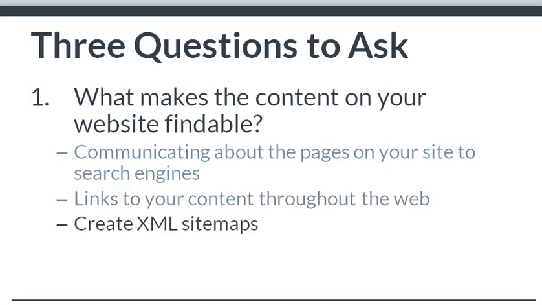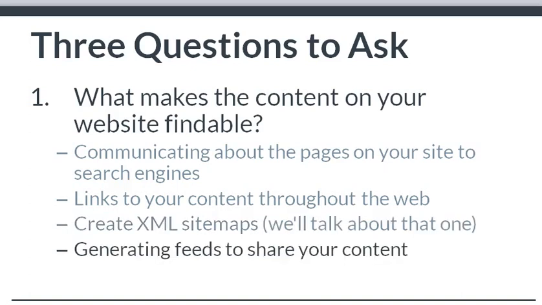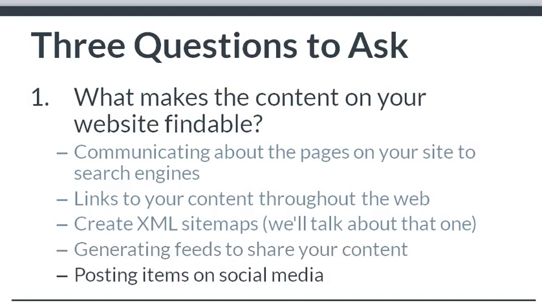Another way of communicating your pages to Google or Bing is by creating an XML sitemap. We'll talk more about this later in this video series. Another way you can communicate your site to Google and Bing is through RSS feeds. And finally, another example is posting items on social media. Though social media sites like Facebook or Twitter don't necessarily have a direct effect on Google finding your website pages.